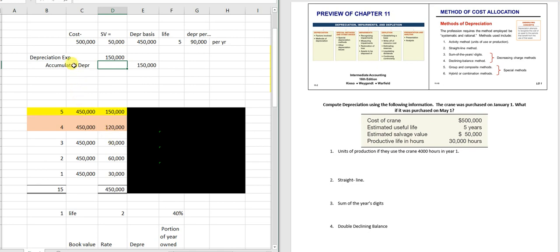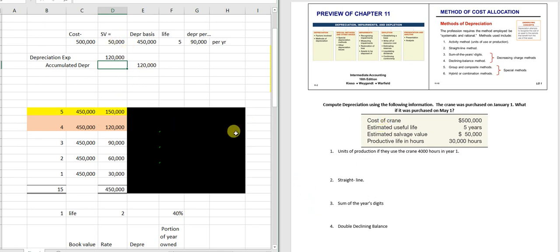However, accumulated depreciation is a contra asset, and contra assets aren't wiped out to zero. So after 1 year, I have 150,000. After 2 years, my entry will be 120,000, but I still have the 150 in there. So now it's what, 270? And after 5 years, I have 450,000. So my cost of my asset, 500, minus my accumulated depreciation of 450 is going to give me my book value of 50. It will always equal salvage value in the end, and so remember that.